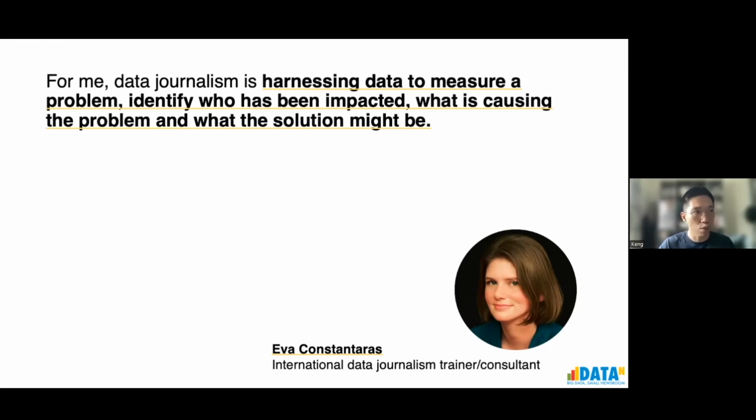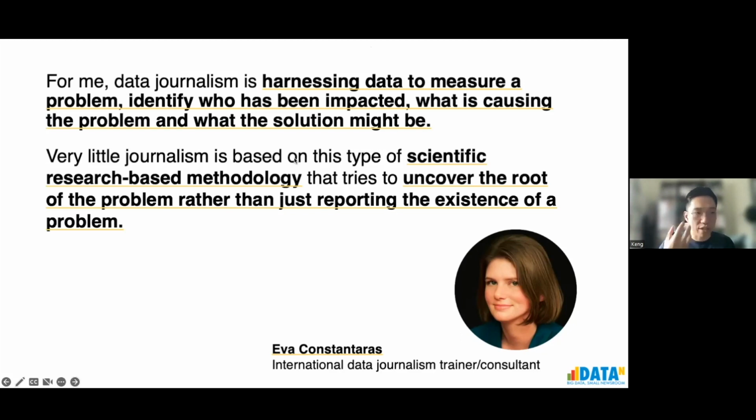When we are trying to measure something or find causes and solutions, the traditional way of doing that is to talk to experts. But in this case, we are going to look at data and try to figure out what the data can tell us about who has been impacted, what the causes are, and sometimes what the solutions are, and data can do that.